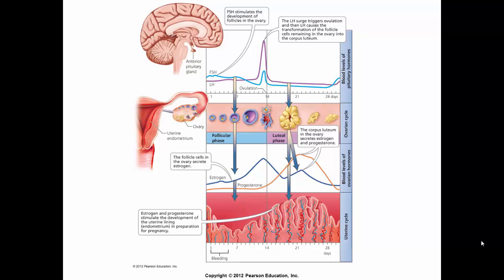Follicle cells in the ovary are going to secrete estrogen. Estrogen and progesterone stimulate the development of the uterine lining, the endometrium, preparing it for pregnancy. If pregnancy does not occur, if fertilization does not occur and implantation does not occur, then the endometrium is shed as menstrual flow.